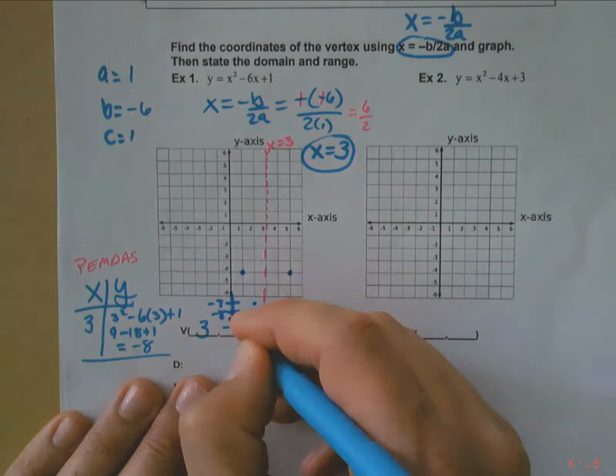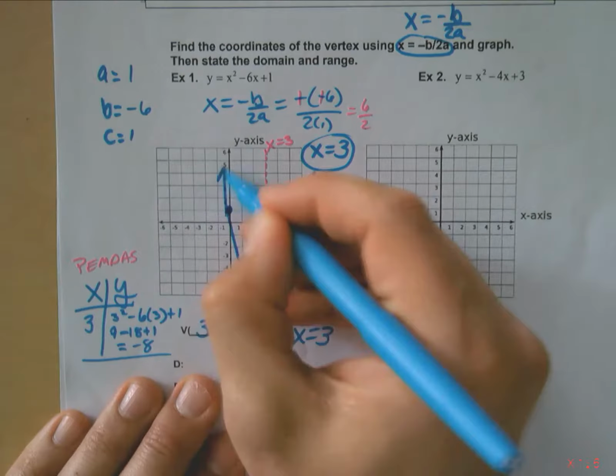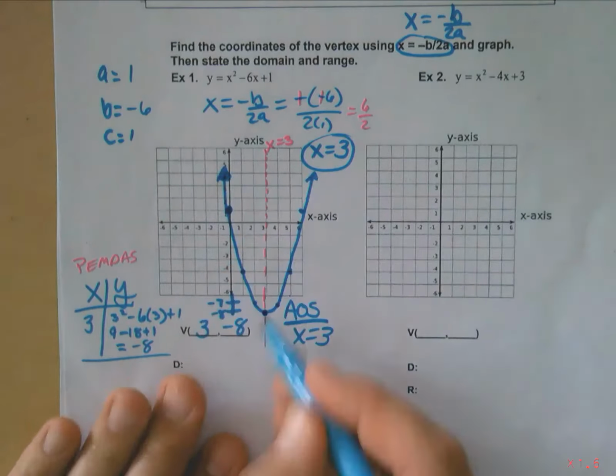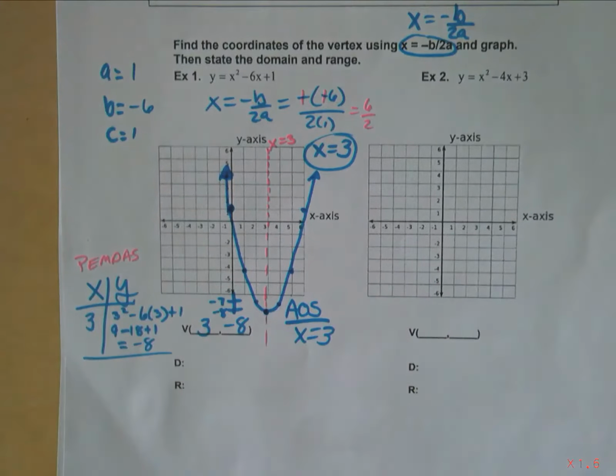That's a lot. I graphed a lot of points there, but again, when you're graphing with MyMathLab, you need the vertex, which in our case is (3, -8), and then you need to graph one more point.